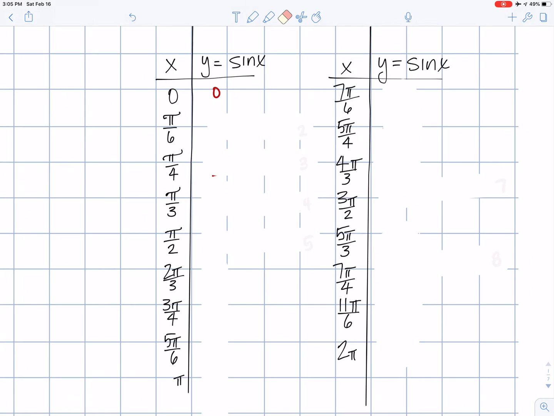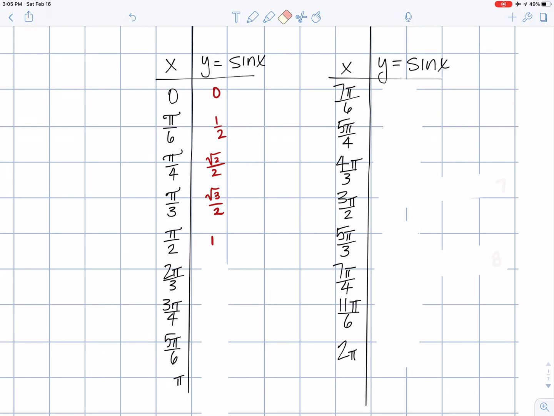Move around to pi over 6. The sine at pi over 6 is 1/2. The sine at pi over 4 is root 2 over 2. The sine at pi over 3 is root 3 over 2. And at the end of the first quadrant, the sine of pi over 2 is 1. So that takes care of our first quadrant.